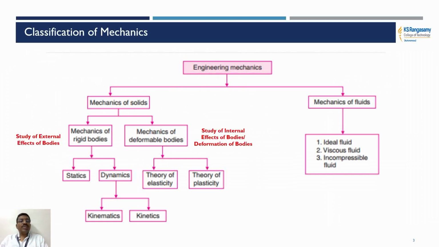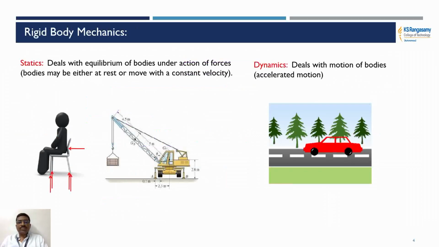Statics is the study of the behavior of bodies which are at rest, whereas dynamics is the study of the behavior of bodies which are in motion, and it is again classified into two types: kinetics as well as kinematics. Kinetics is the study of the forces without considering any effects on the body, and kinematics is the study of the motion of the body by considering the forces acting on the body. Here we can see the rigid mechanics classification as statics as well as dynamics.